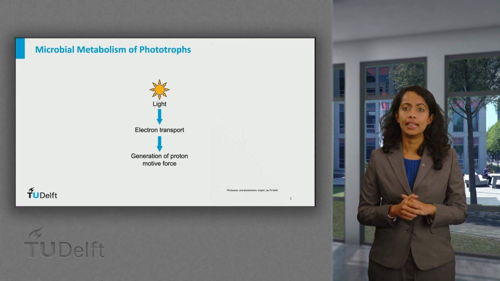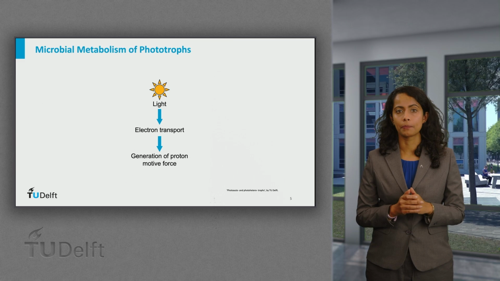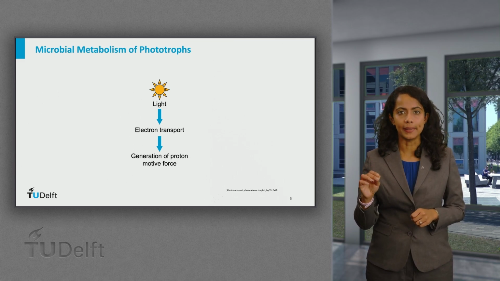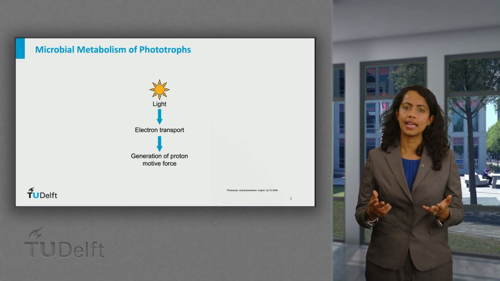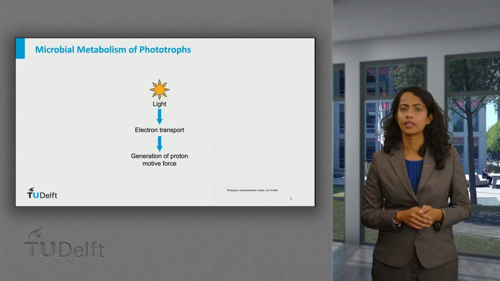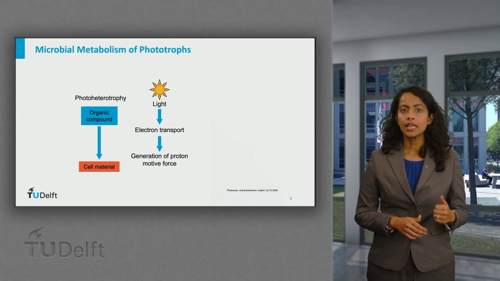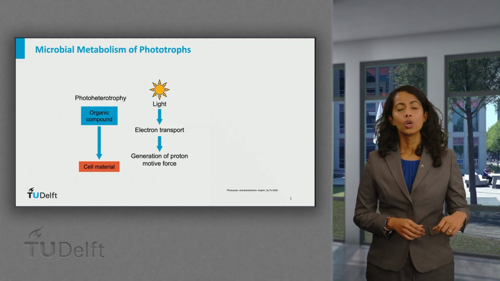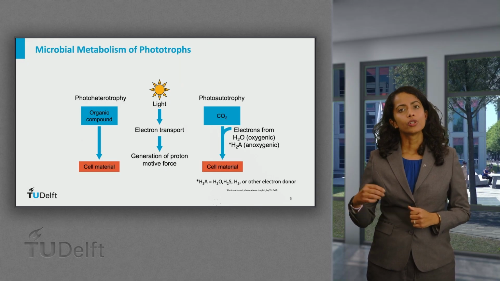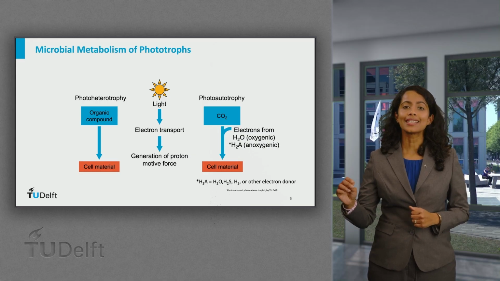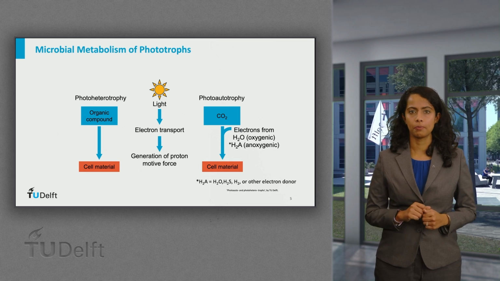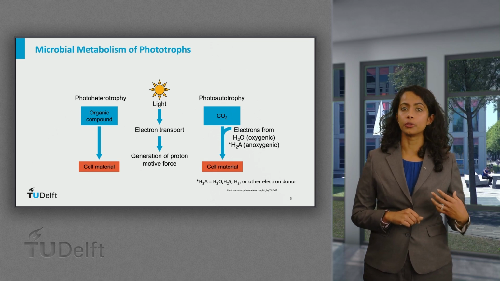In both cases, light provides the reducing power, transferring electrons that create a proton motive force, PMF, used to generate energy. However, the carbon source differs. In photoheterotrophy, the carbon source is organic, which is assimilated into cell material. While in photoautotrophy, the carbon source is inorganic, primarily CO2, which is fixed into biomass using electrons from reduced sulfur compounds or water.